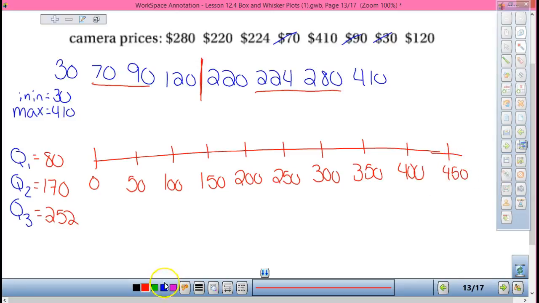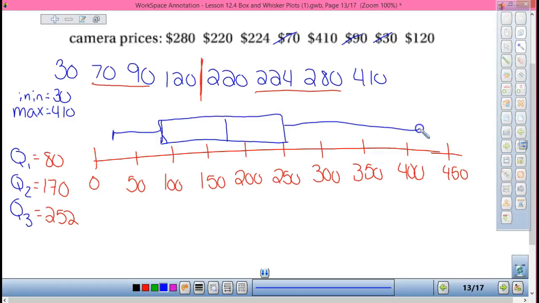All right, so first line goes where? 80, yep, so I need a line at 80. I need a line at 170, and I need a line at 252. Making a box out of those three lines. And then my whiskers go to 30 and all the way to 450.